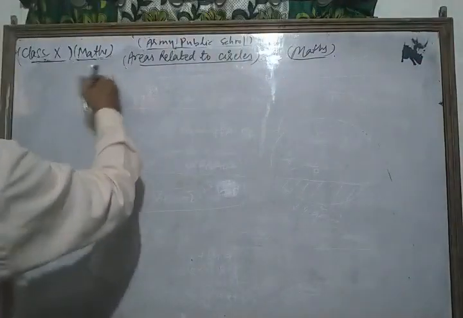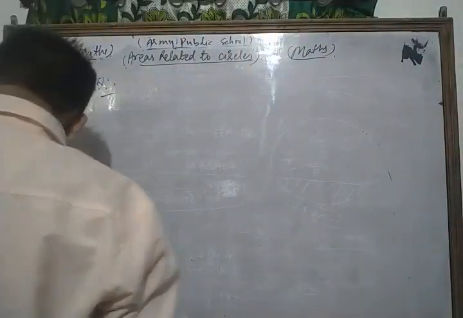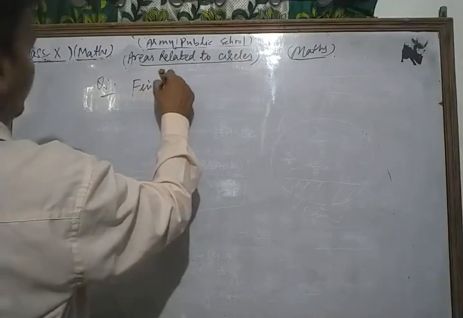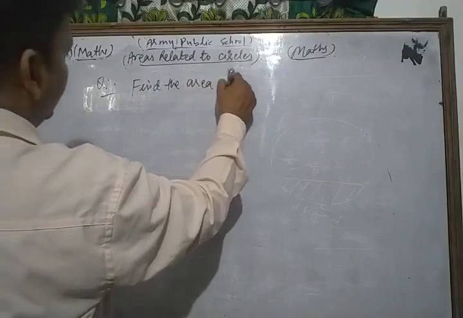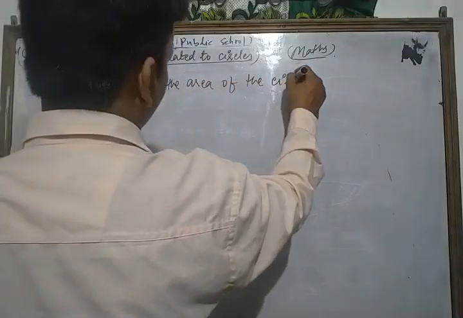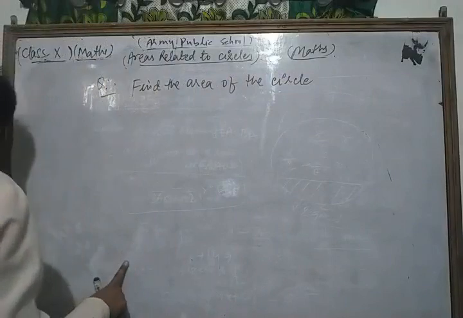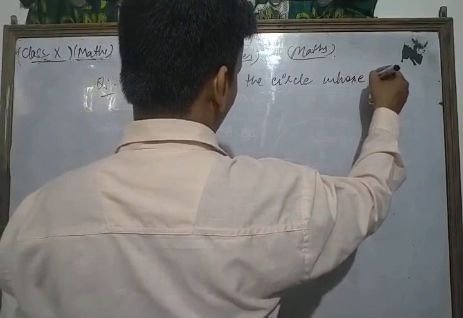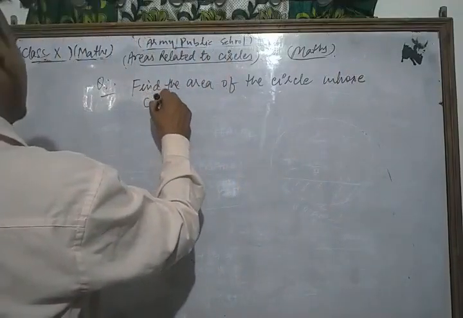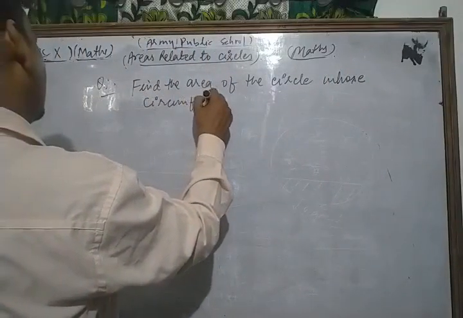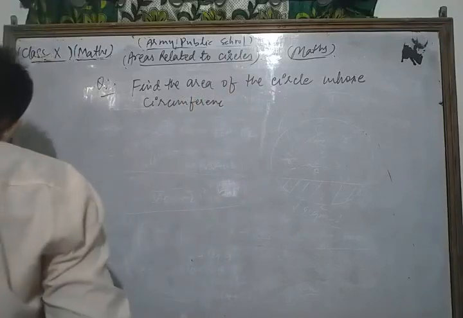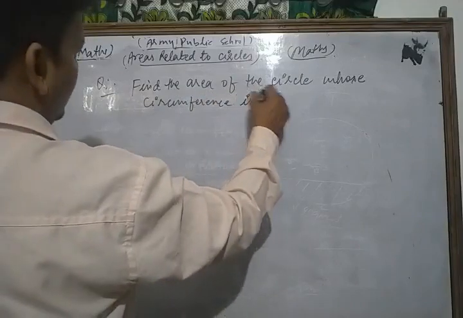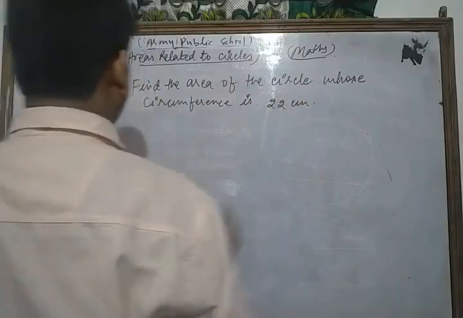Take and solve some important questions. Your question is: find the area of the circle whose circumference is 22 centimeter.